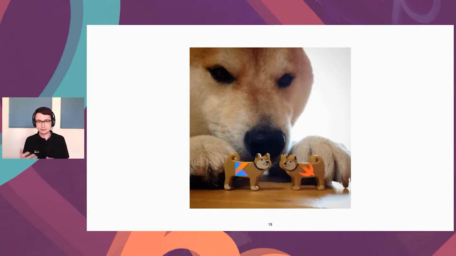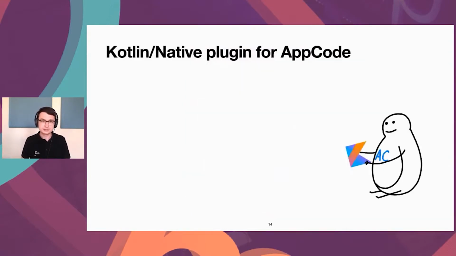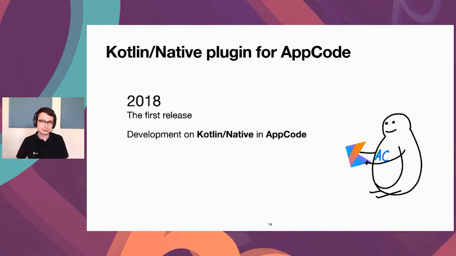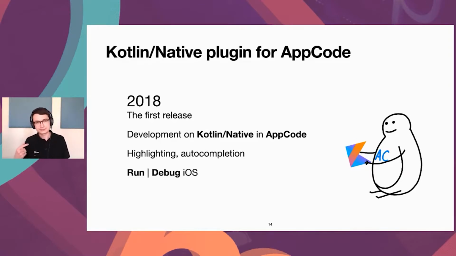And that's why all our new development in this direction we do in AppCode. And let me introduce the Kotlin native plugin for AppCode. Actually, it's not new. It exists since 2018. And initially, it was supposed to allow people to develop in Kotlin native inside AppCode. So it just supported Kotlin as a language, so highlighting and completion would work. And also, you could run and debug iOS applications, so you could debug Kotlin code.